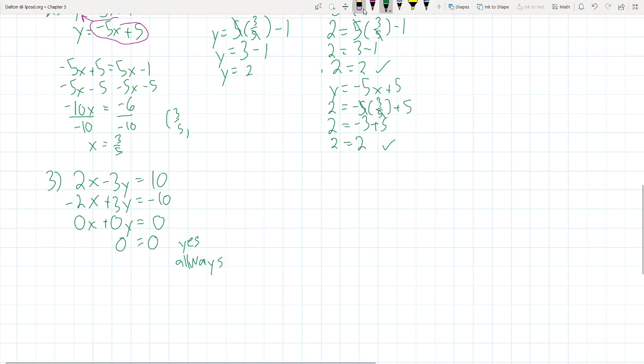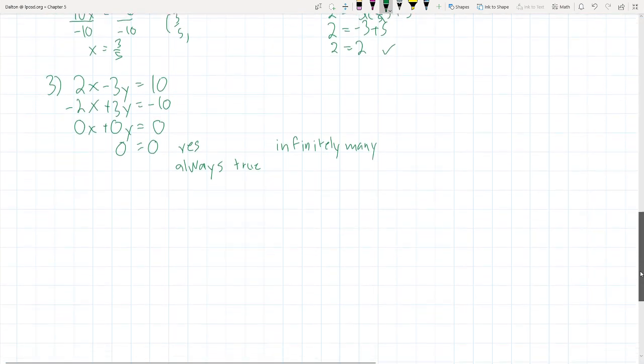That's not how you spell always. It's an extra L. Yes. Always true. Which means there's infinitely many. And that's what we're looking for, that infinite.